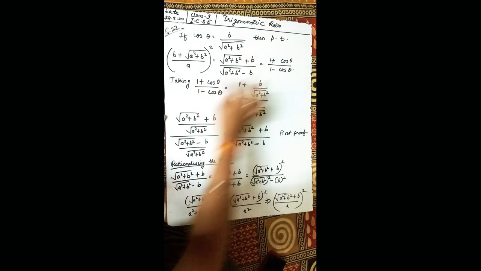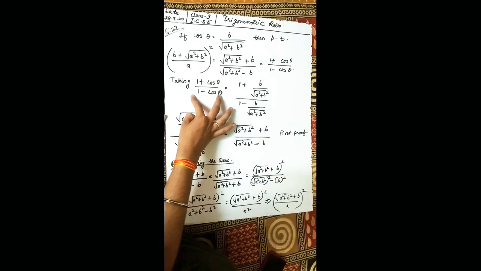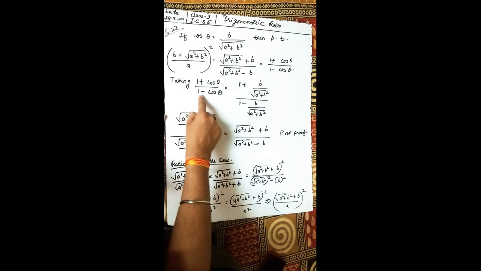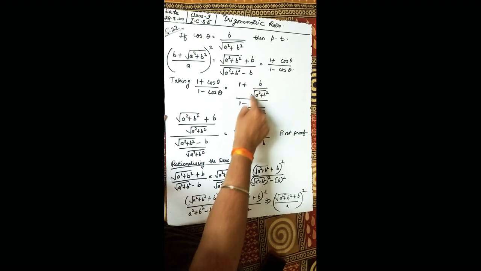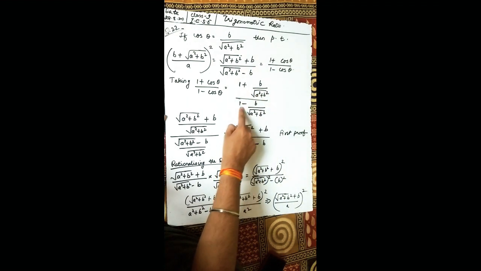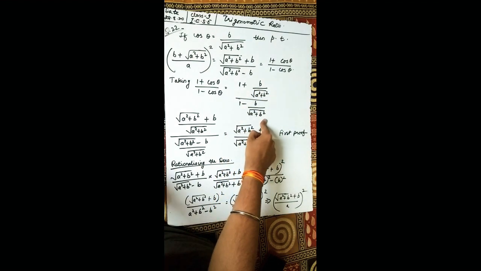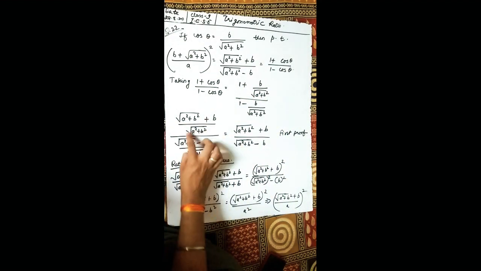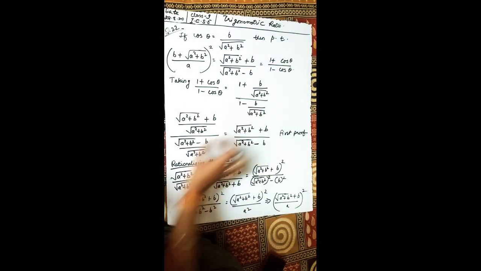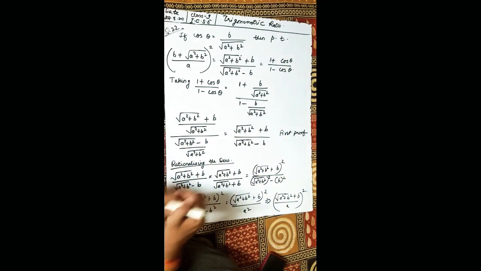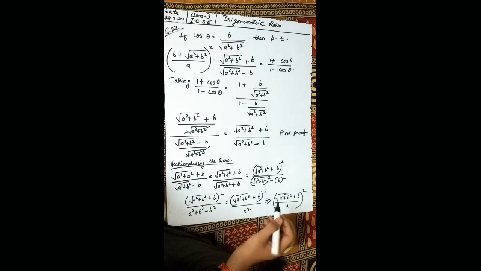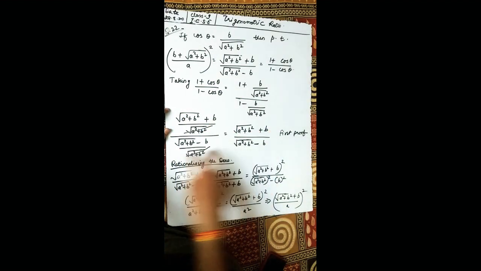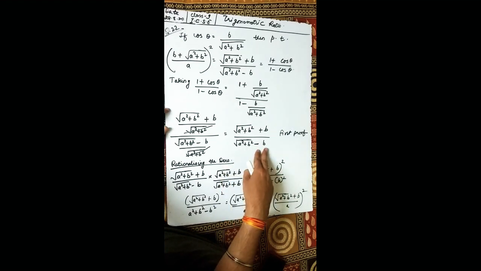So what we are taking first is 1 plus cos theta upon 1 minus cos theta. As cos theta is given b upon under root a square plus b square, so 1 plus b upon under root a square plus b square upon 1 minus b upon under root a square plus b square. Now take LCM, so 1 will be multiplied with this plus b, whole upon under root a square plus b square, and here also like this. Now as you see that both denominators can get cancelled, so under root of a square plus b square plus b upon under root of a square plus b square minus b.